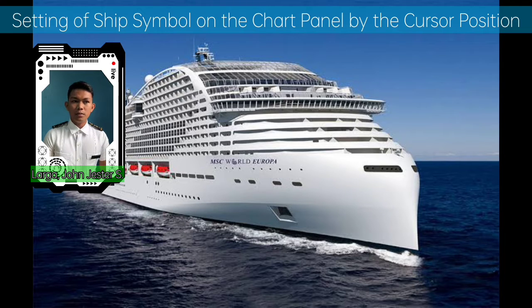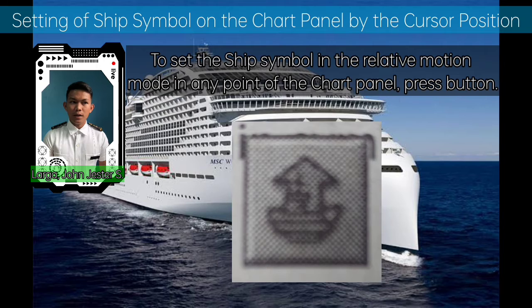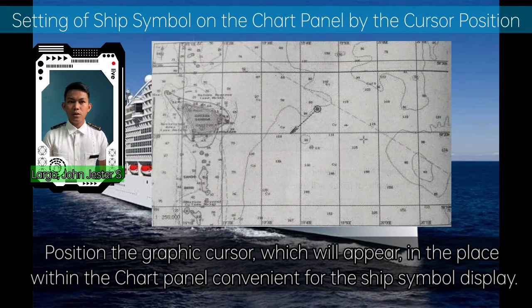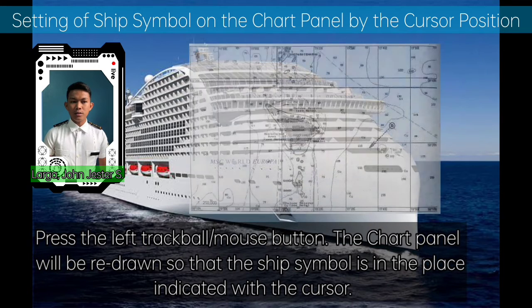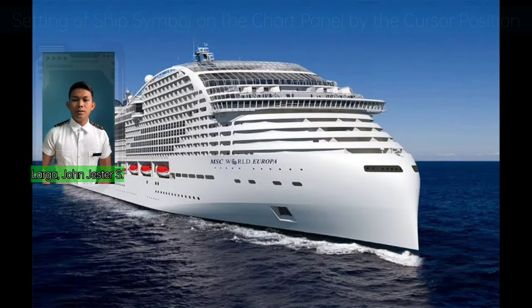3.2. Setting of ship symbol on the chart panel by the cursor position. To set the ship symbol in the relative motion mode in any point of chart panel, press button. Position the graphic cursor, which will appear in the place within the chart panel convenient for the ship symbol display. Press the left trackball or mouse button. The chart panel will be redrawn so that the ship symbol is in the place indicated with the cursor.